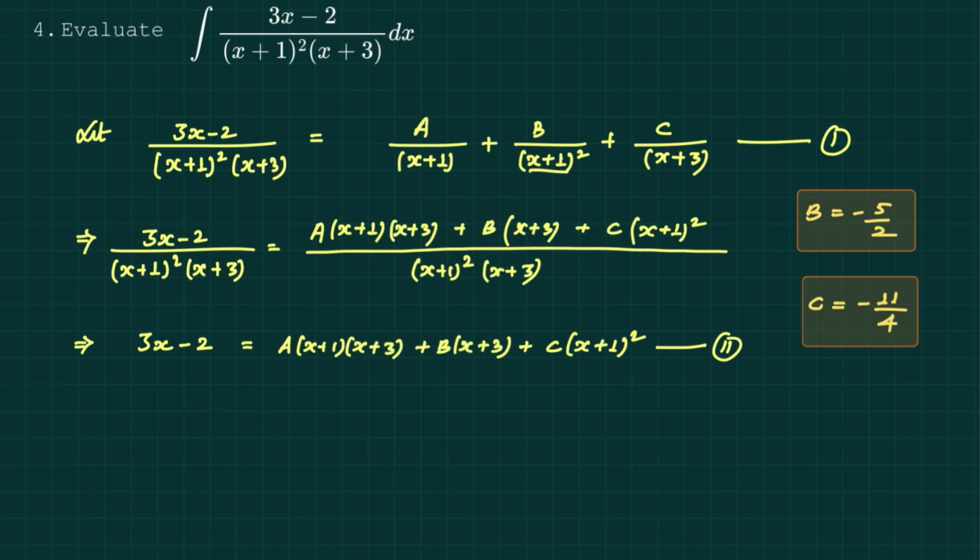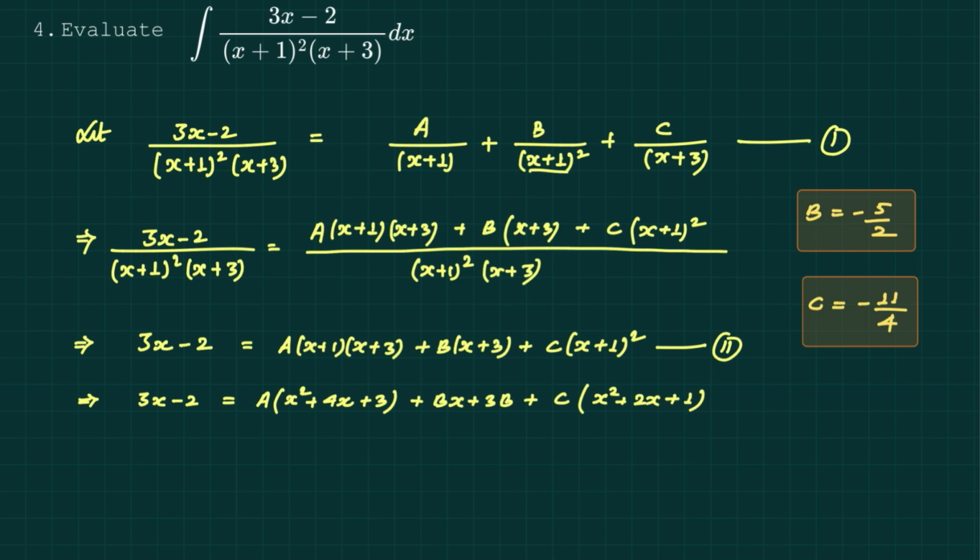Now we have to find the value of a, but here if you see, we cannot directly find the value of a by putting the value of x in the equation 2. So for that we will continue expanding this equation 2 and we will compare left hand side and right hand side in order to find the value of a. So here it will be 3x minus 2 equals to a into x plus 1 into x plus 3 is x square plus 4x plus 3 plus bx plus 3b plus c into x plus 1 whole square is x square plus 2x plus 1.